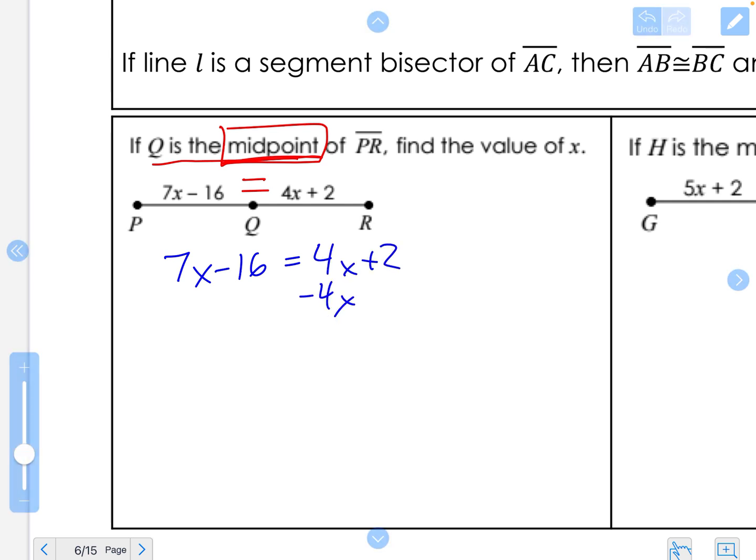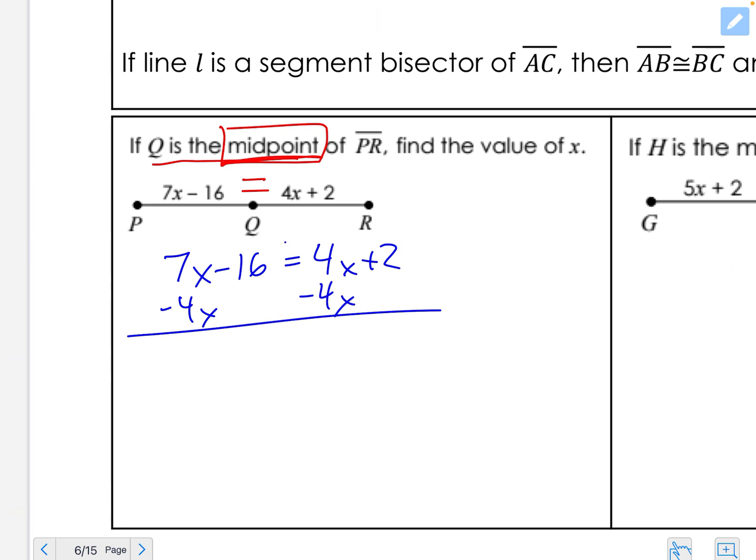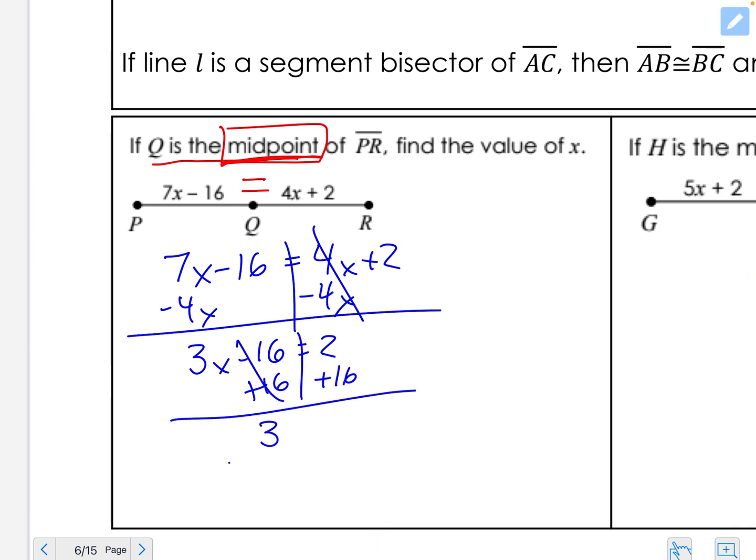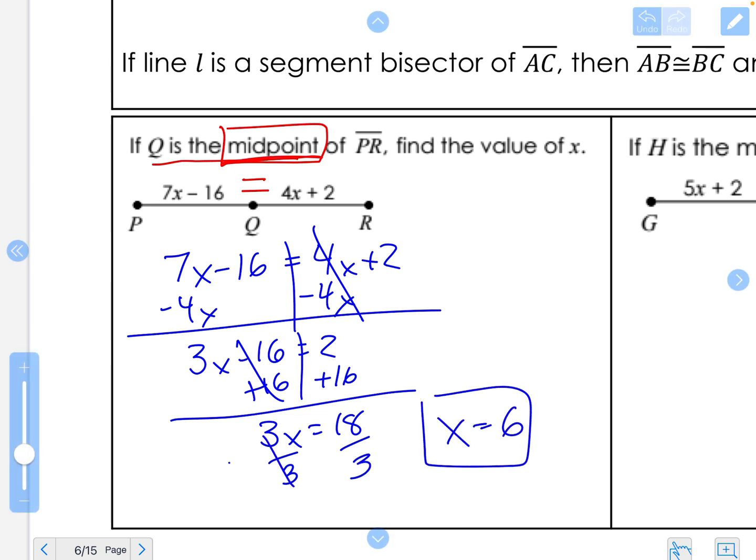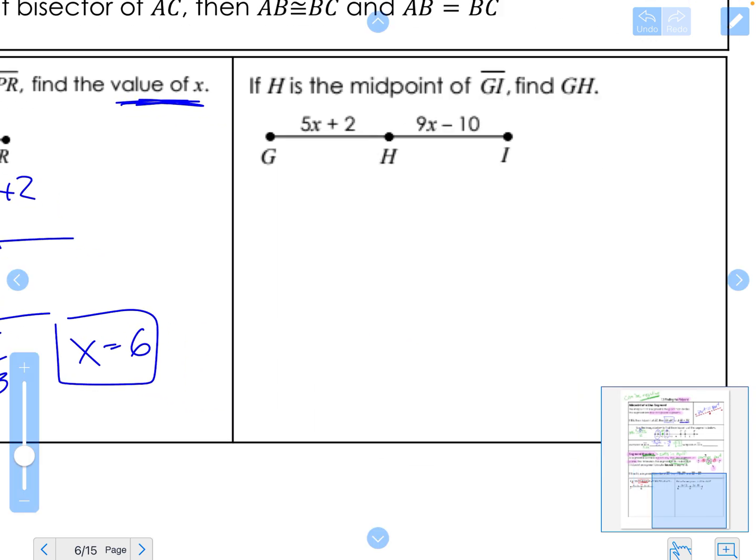I'm going to subtract my 4x to the other side. Those 4x cancel. 3x minus 16 equals 2. Plus 16, plus 16. 3x is going to equal 18. Divide by 3, and so x is going to equal 6. My problem only wanted the value of x, so I can stop right there.